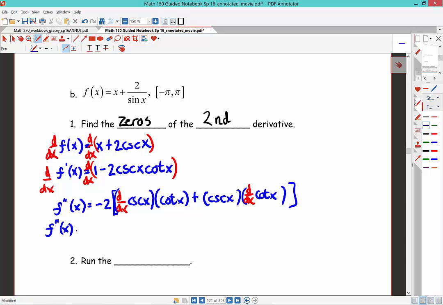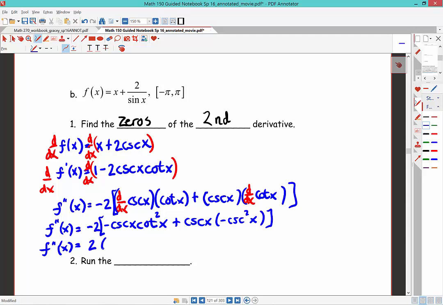So f double prime at x will be negative 2 times. So let's see, the derivative of our cosecant function is going to be negative cosecant x times cotangent x. But we have another factor of cotangent x here, so that'll be squared. And then over here, we'll have plus cosecant at x, and then times d dx of cotangent at x is negative cosecant squared at x, right? So f double prime at x will be, you see all terms have a negative, so that one, negative times a negative times a negative keeps that negative.